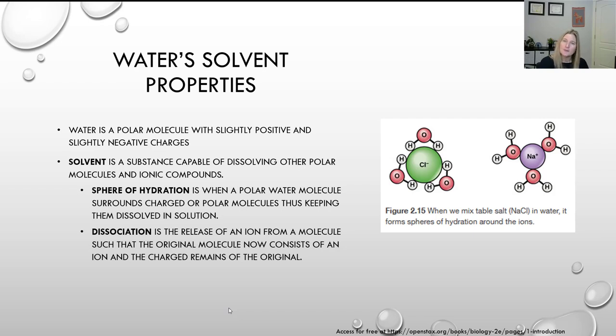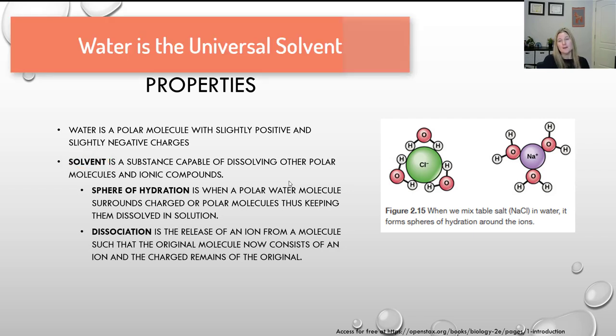Another interesting property of water is its solvent property. Water being polar, it has a slightly positive end and a slightly negative end. Because of that, it becomes a universal solvent. A solvent is a substance capable of dissolving other polar molecules and ionic compounds. So water is the universal solvent because it has that polarity involved.